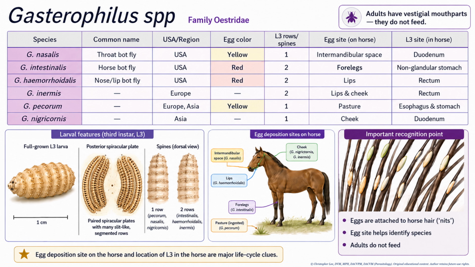Gastrophilus intestinalis lays eggs on the forelegs, and the larvae are associated with the non-glandular stomach. Gastrophilus nasalis uses the intermandibular space with larvae in the duodenum, and Gastrophilus haemorrhoidalis is associated with the lips and later the rectum. Remember the durable pattern: egg site on the horse plus the L3 site in the horse gives you the life cycle clue.